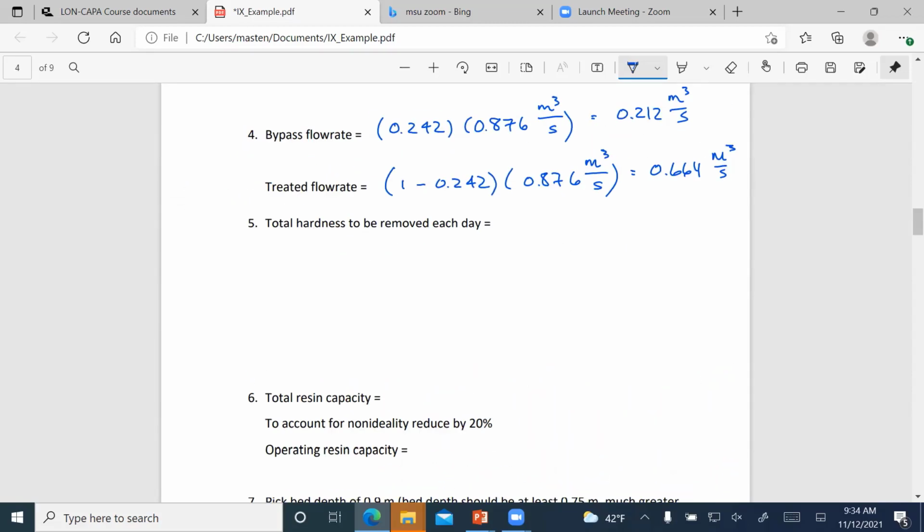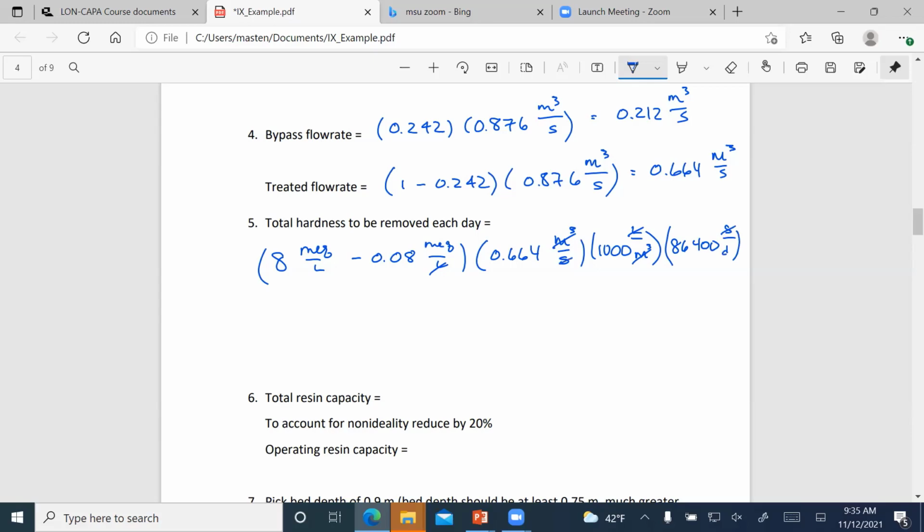The next thing I need to calculate is the total hardness to be removed each day. So I start with 8 milliequivalents per liter. My leakage is that 1%, so that's not being removed, times the 0.664 meters cubed per second, times 1,000 liters per meter cubed. So meters cubed cancel, liters cancel, and multiply by 86,400 seconds per day. Seconds cancel, and that is 4.54 times 10 to the 8 milliequivalents per day.